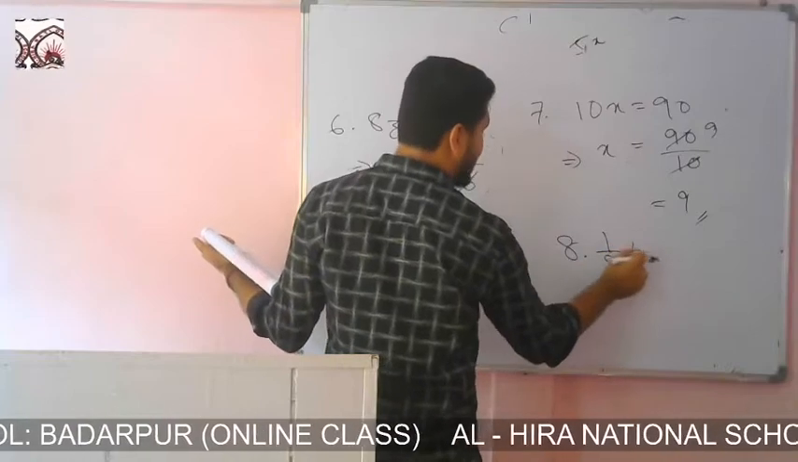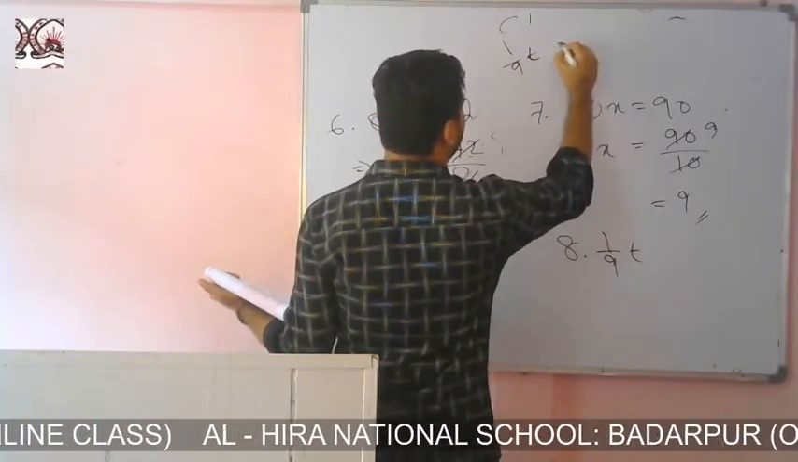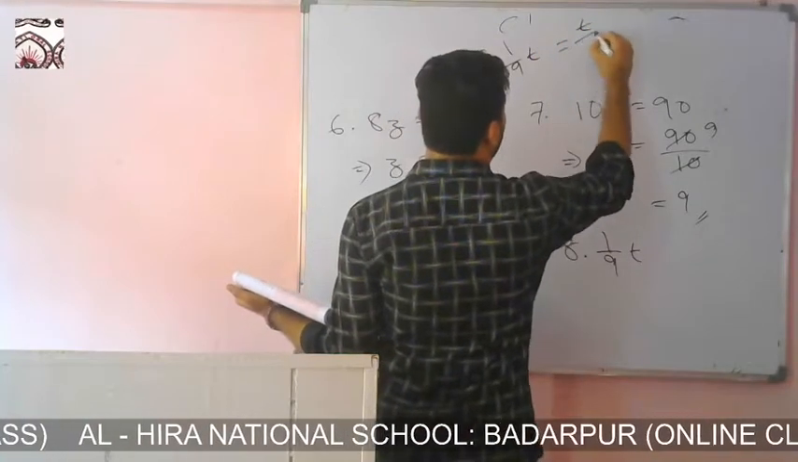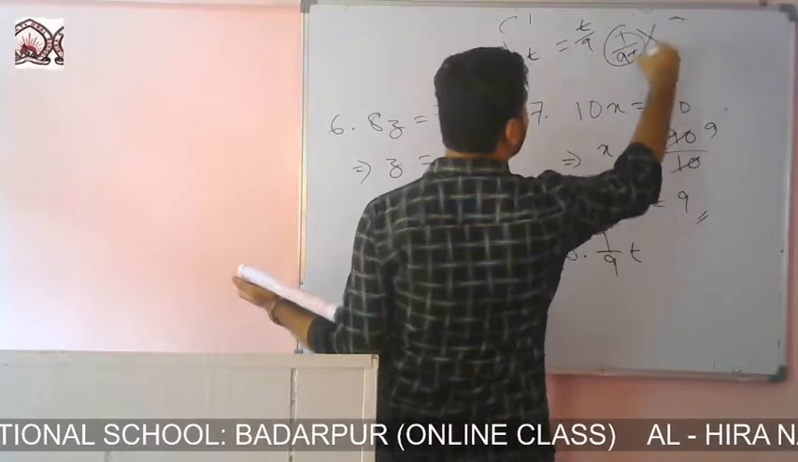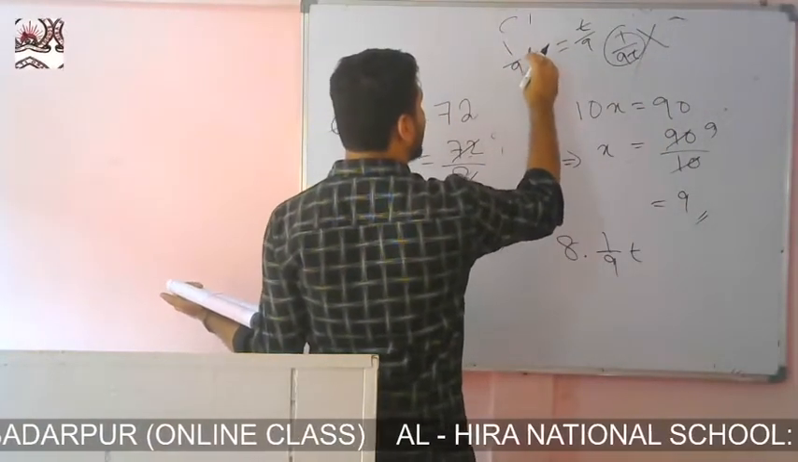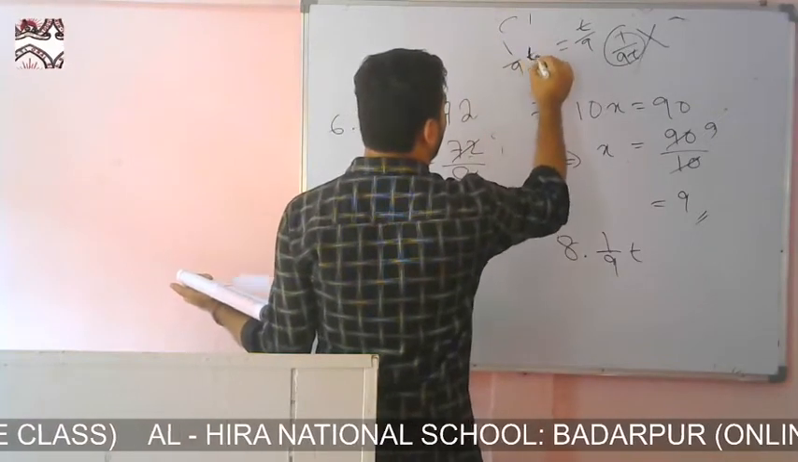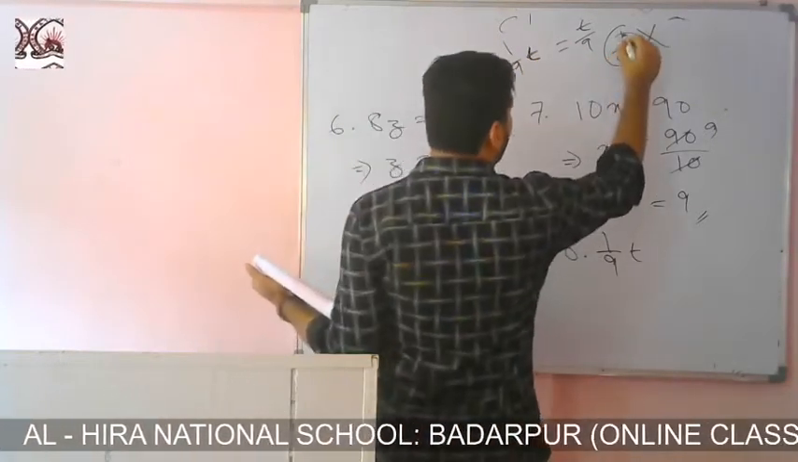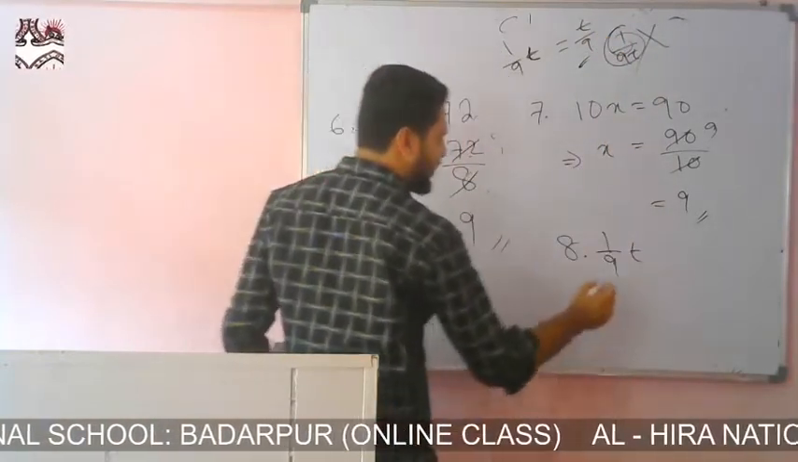If we multiply, then 1 by 9t. Okay. If we multiply, then we will get like t by 9. Okay. Not 1 by 90. It is wrong. Okay. It is wrong, because this t is in the numerator. So if you want to multiply, then we will multiply with 1, isn't it? Okay. And 1 by 90, it is wrong. T by 9 is correct. Okay. You remember this one.